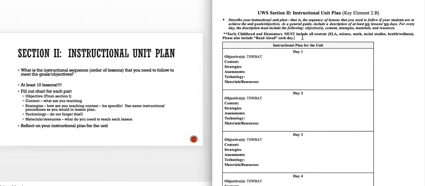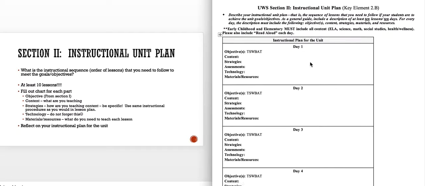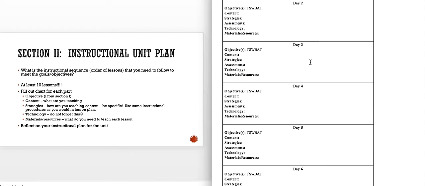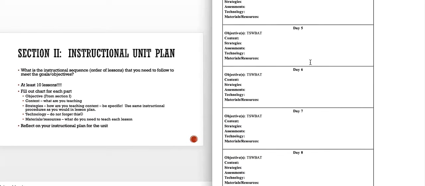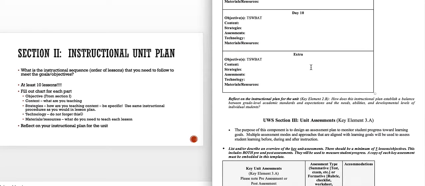Notice early childhood and elementary, you must have all the different content areas and you must do read alouds. That's for early childhood and elementary students. So you will complete a lesson plan for 10 days. We provided an extra slot. If you need more than that, go ahead and copy and paste it. And then at the end of that, you will reflect on your instructional plan. How does this balance the academic standards and expectations with your needs, abilities, and development of your individual students? What was your thought process in creating this instructional plan?